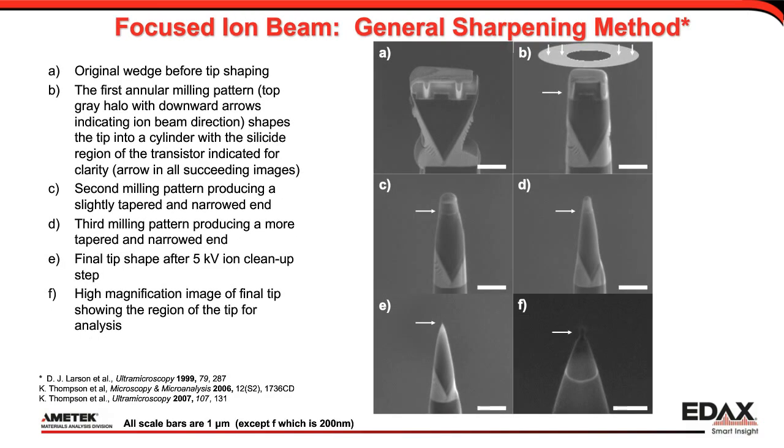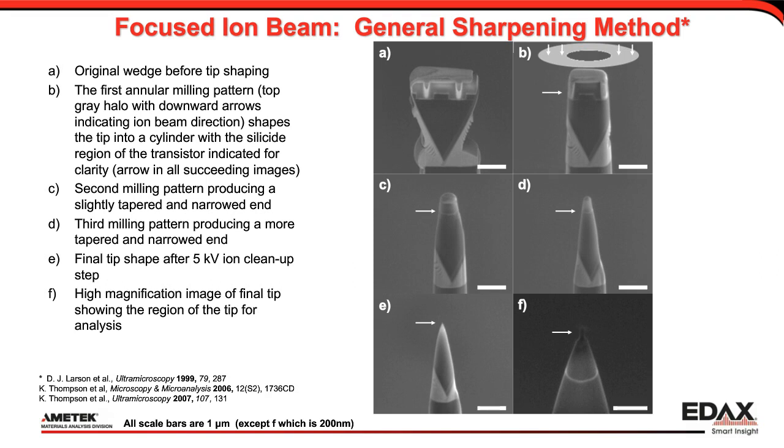So once we have a tiny wedge of material on a flat-top post, we can begin the process of sharpening this into a needle shape so that it's ready to go into the atom probe. And the method that we'll use is with a 30 kilovolt gallium ion beam, and we'll put a pattern over the top of that wedge with increasingly smaller inner diameter circles so that we slowly mill away the excess material until we're left with a needle.